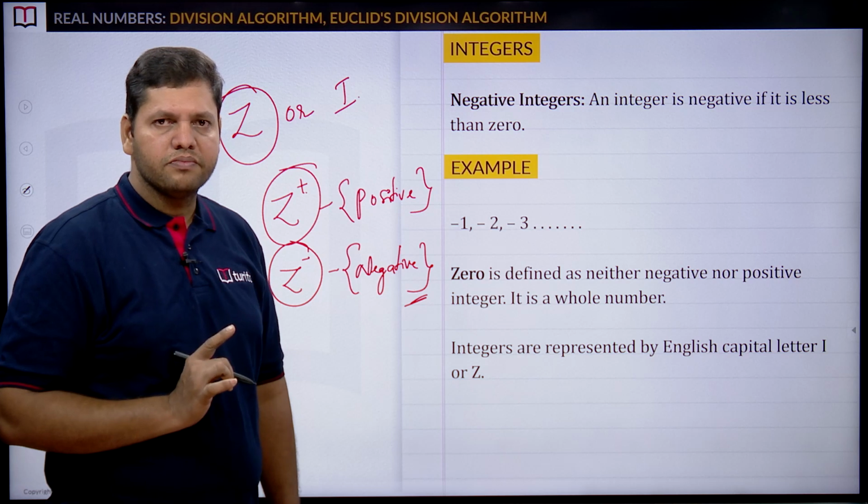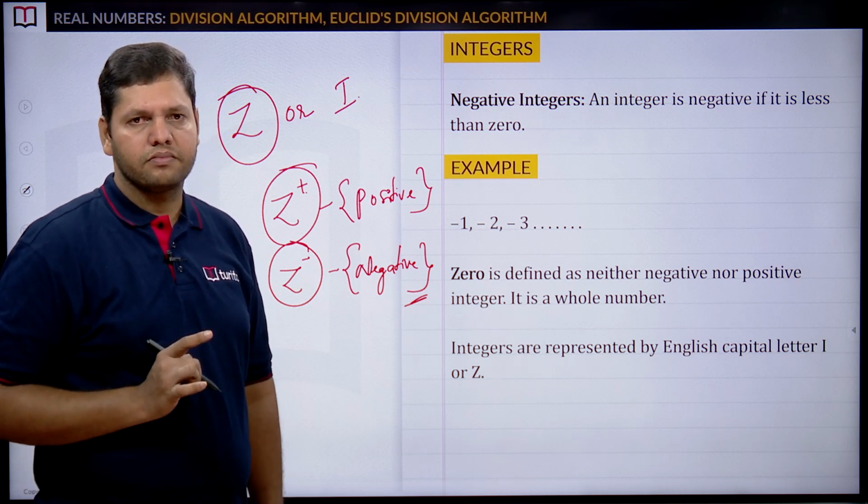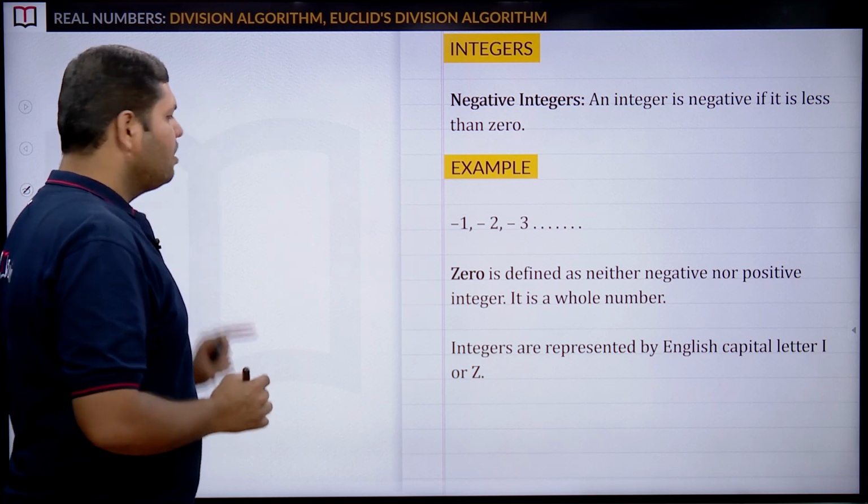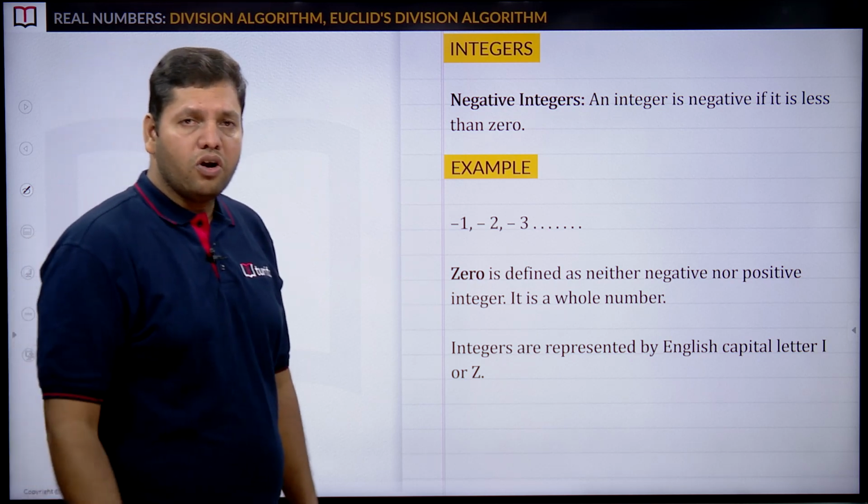Clear, children, everyone? Or any doubts regarding this? And one more point I wanted to share with children. The smallest integer is also not defined.